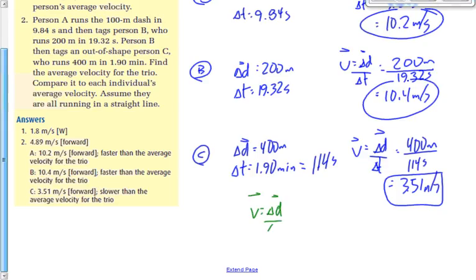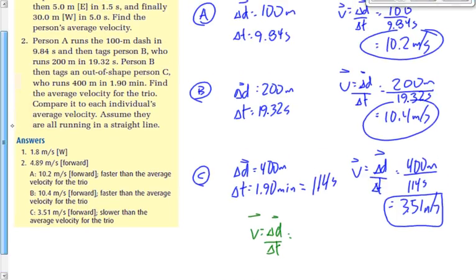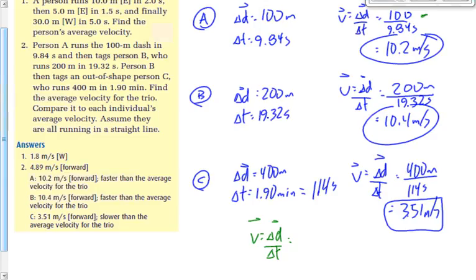The average velocity is always displacement over time. The displacement in question 2 is 100 plus 200 plus 400. The displacement is 700 meters. The time is 9.84 plus 19.32 plus 114, which is, anybody have that? 143.16, which, of course, now we do the math, it works out to be 4.89 meters per second. Total displacement divided by time. As much as it's tempting to add them up and divide by 3, it doesn't work.